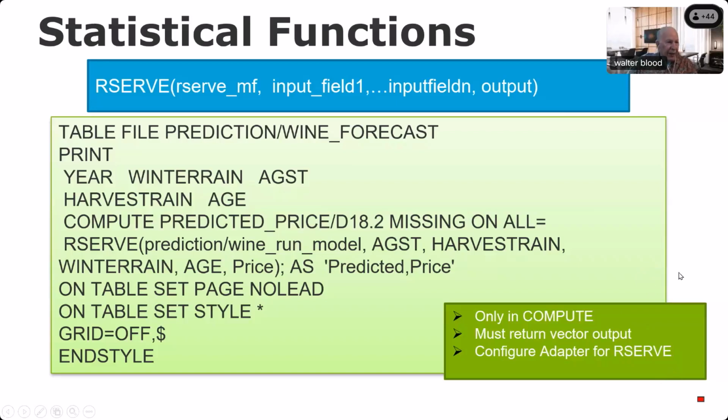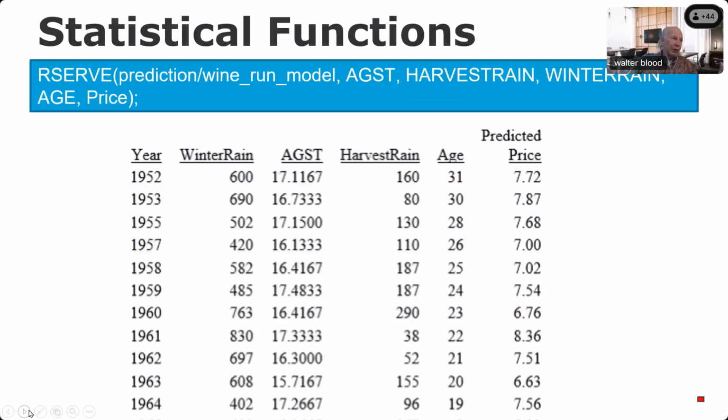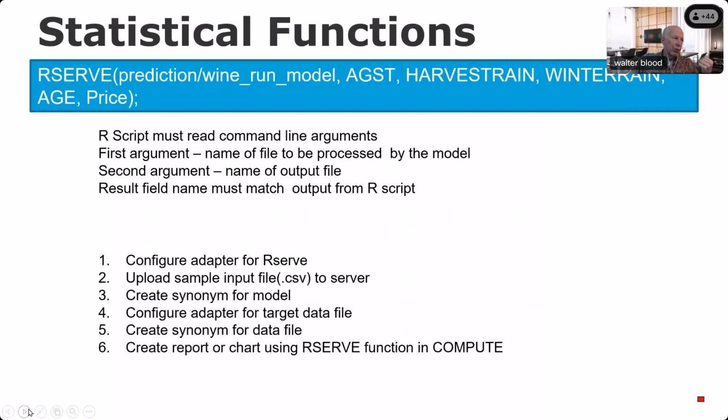Not yet. And effectively, in order to use this, I obviously have to configure the adapter for rserve before I use it. So that would be number one on the hit parade. And it's not that complicated. In this particular case, it's going to predict the wine prices, and it does a fairly good job of it. And it does it in a very straightforward way.